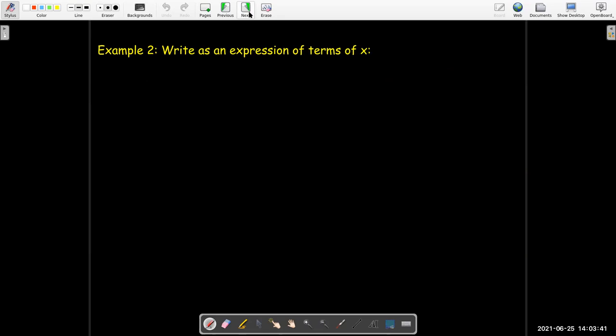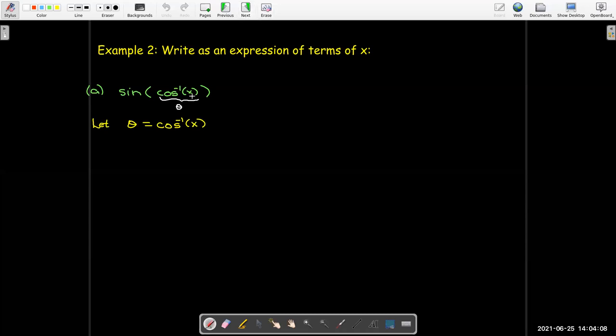All right, let's look at something which is going to have a more direct application to a lot of the work we're going to do in this class. We're given an expression involving an inverse trig function and a regular trig function, and we'd like to rewrite this as an expression in terms of x. So the first thing I'll do is recognize that the input to the sine, I'll think of that as theta. And so theta is inverse cosine of x. So cosine of theta equals x.